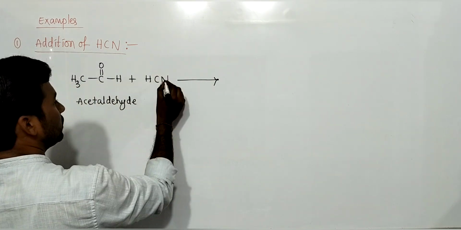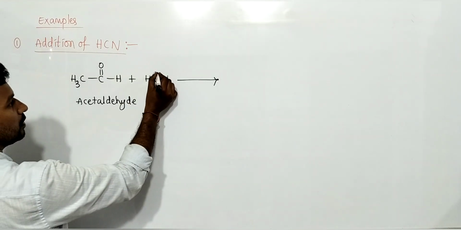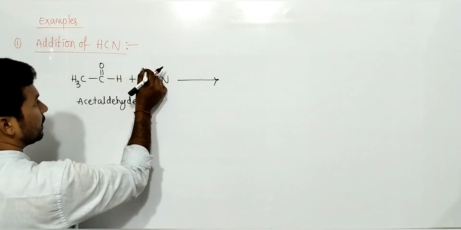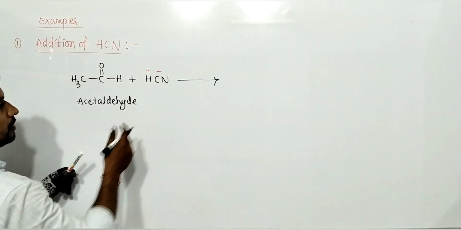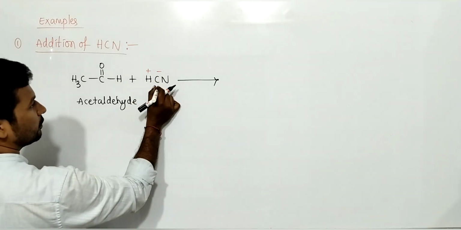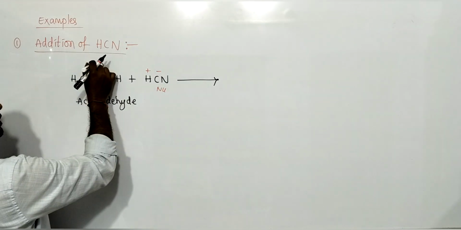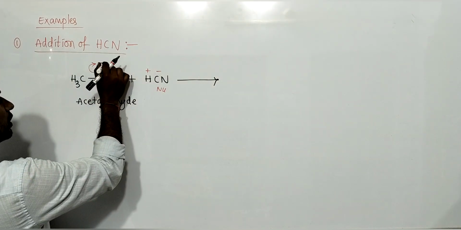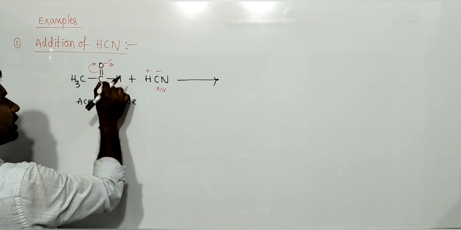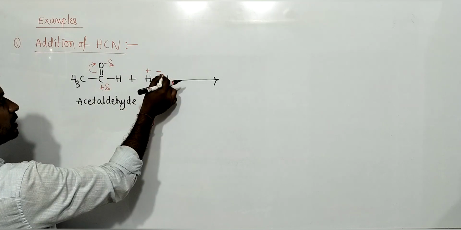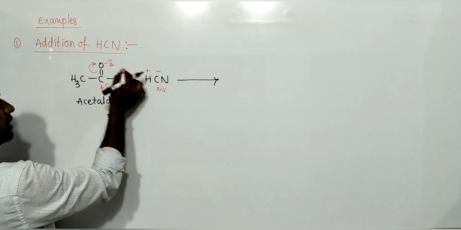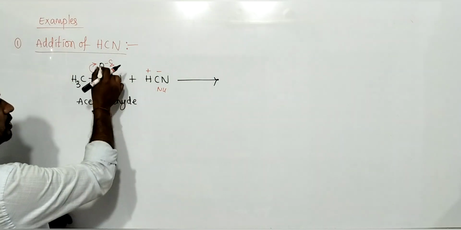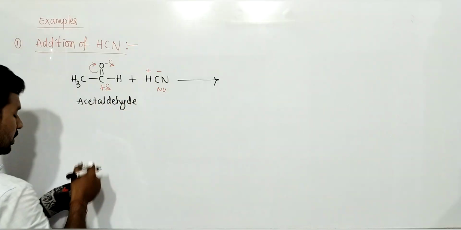And this is hydrogen cyanide. In hydrogen cyanide, the cyano group is the minus group, so H plus and CN minus. The cyano group is the nucleophile. And you know, the pi electron moves towards oxygen, which becomes negative, and this carbon becomes positive. CN minus is added here and H plus is added to oxygen. Oxygen negative, so H plus is added; carbon positive, so CN minus is added.